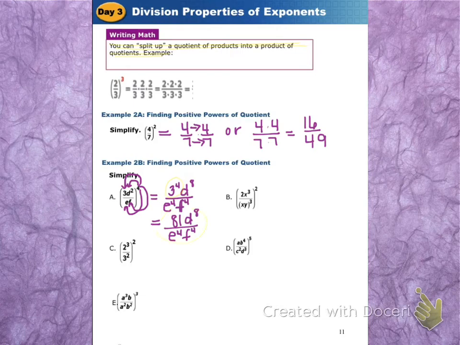I'd like you to go ahead and try example B. Pause the video now and turn it back on to check your work. Okay, so your final answer for example B should be 4x cubed divided by y to the third.